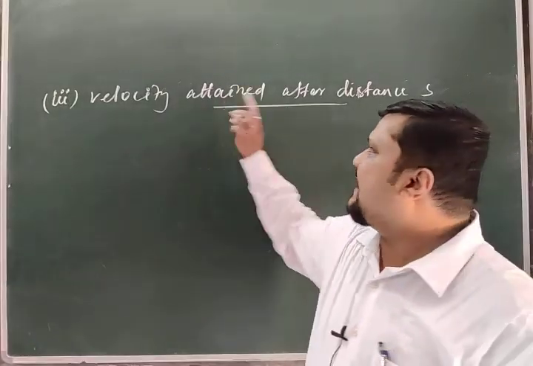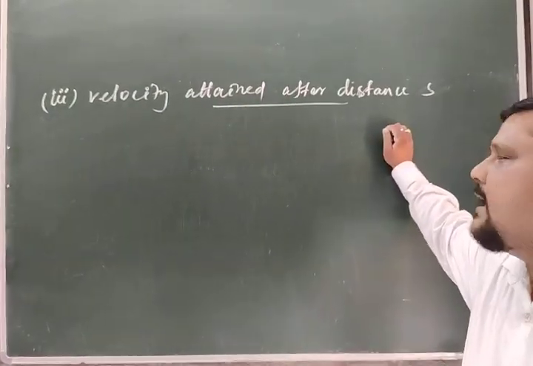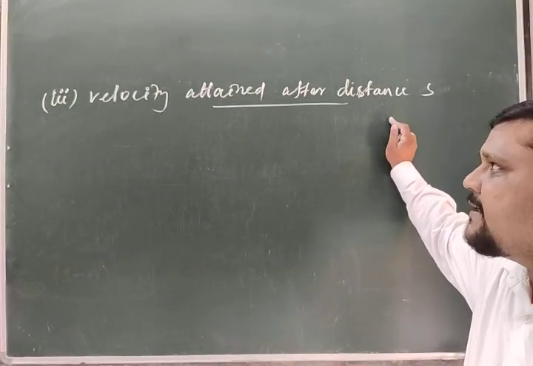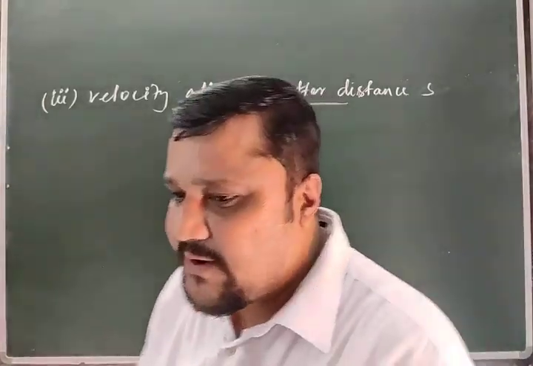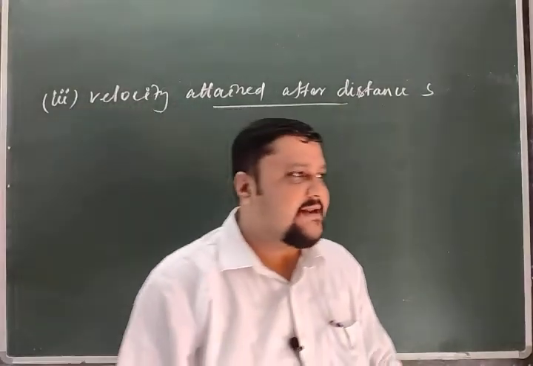The velocity attained by the body after time t. Here, the velocity attained by the body after distance s. Where will we use these things? Try to understand that.